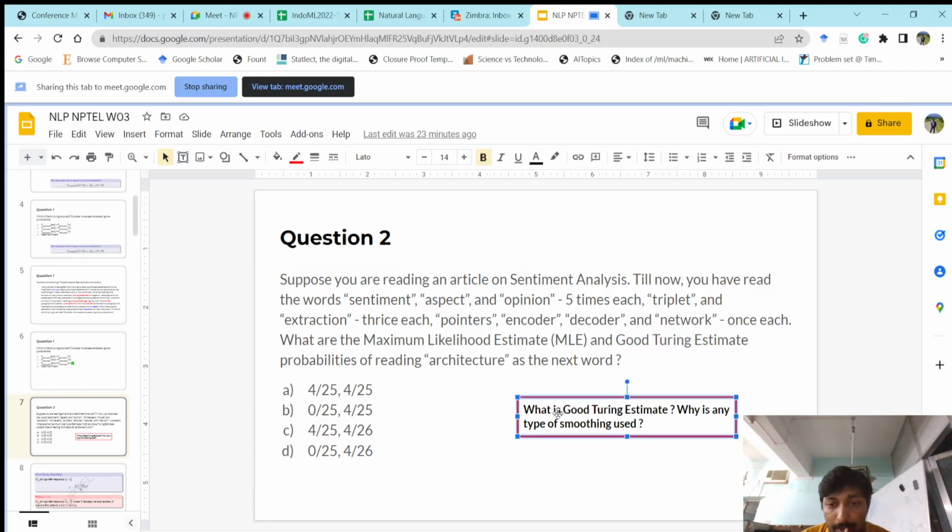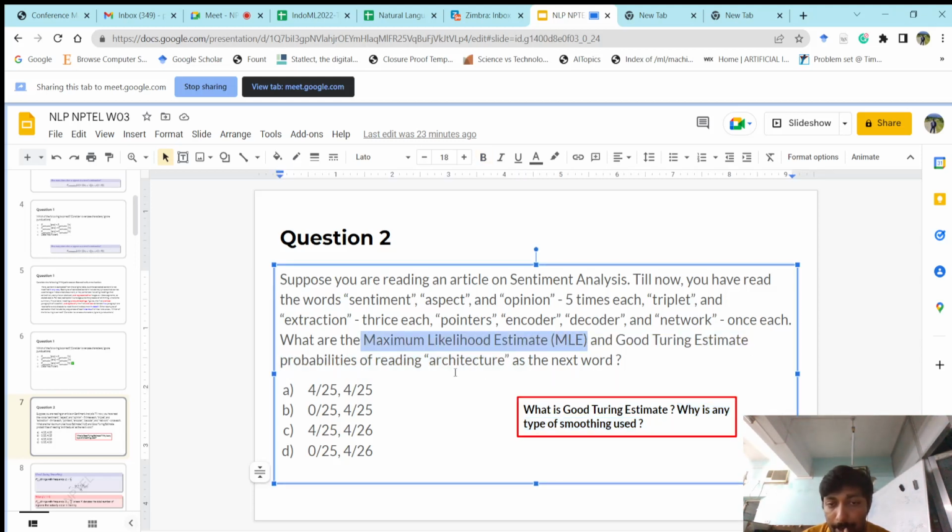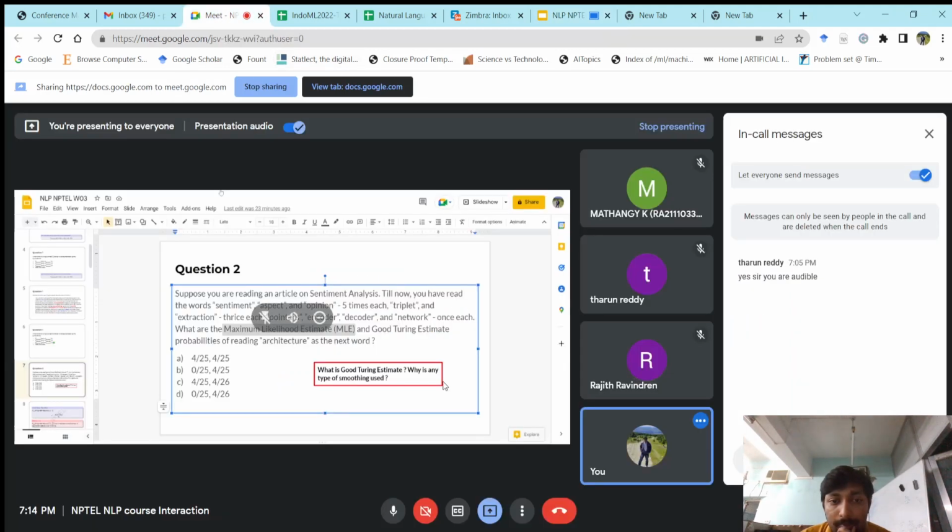So can you tell me what is the Good-Turing estimate and why is that? The Good-Turing estimate is one type of smoothing. So why is any type of smoothing required? Why can we not go with the traditional MLE framework, the maximum likelihood estimate? Why is smoothing required is the first question, and then we can go to what is the Good-Turing estimate. Don't know. Okay. Anyone else?